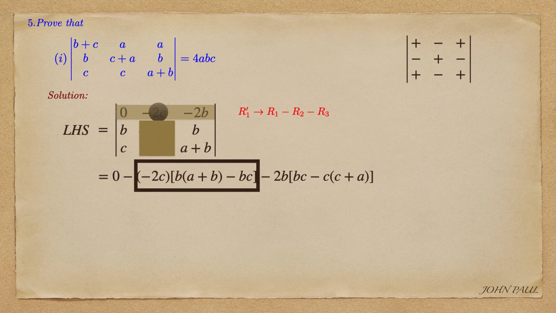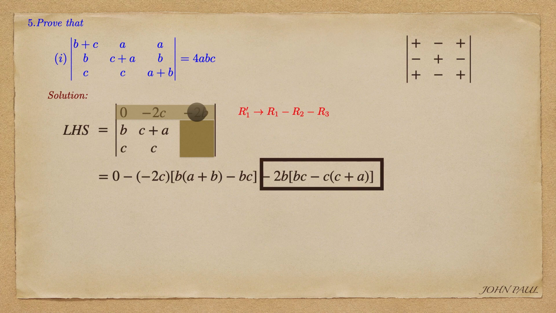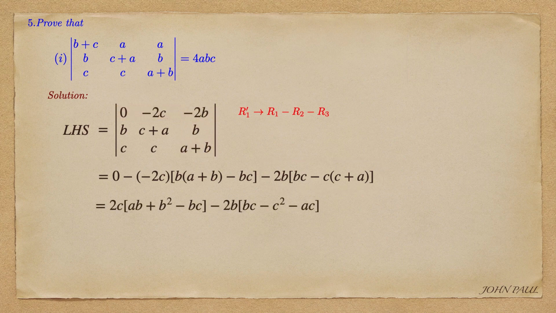Next we'll take minus 2c. We know that alternately we have to take one minus, so that minus is shown outside the box. Next one is plus, minus 2b. Then by multiplying we get this. By multiplying b inside and minus c inside, we got this term. Multiply 2c and minus 2b inside. We get this equation.